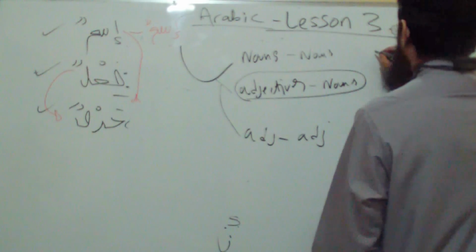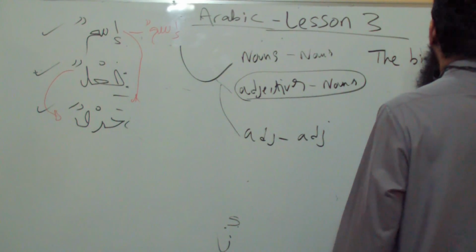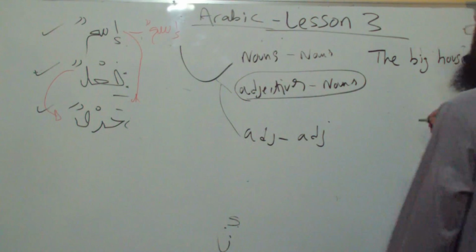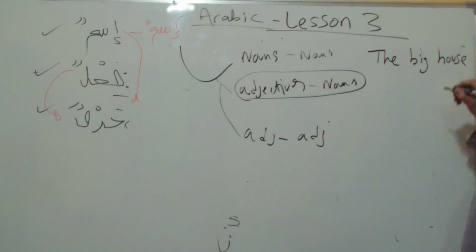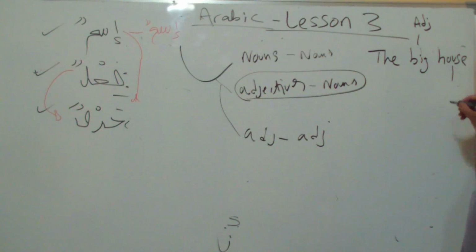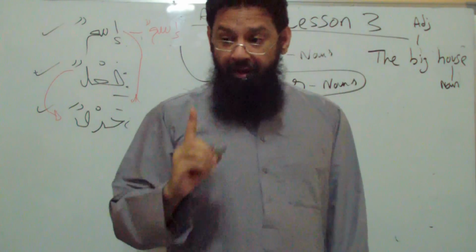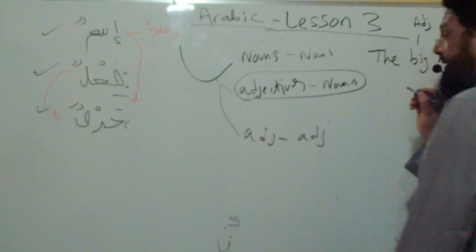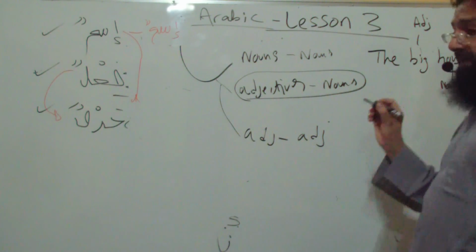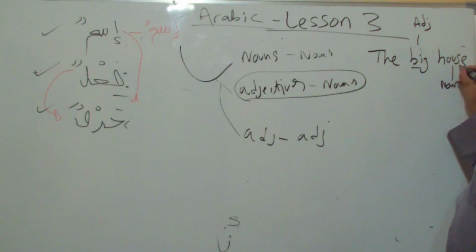So let's do this one. This is a very good example. So if we want to say the big house, now, in the big house, which is the adjective and which is the noun? Big is the adjective. Now, house is the noun. Exactly. And as Tabaraka said, if we want to put this in Arabic, it's the other way round. So the noun comes first, then the adjective. In English, the adjective comes first, like big, then house.